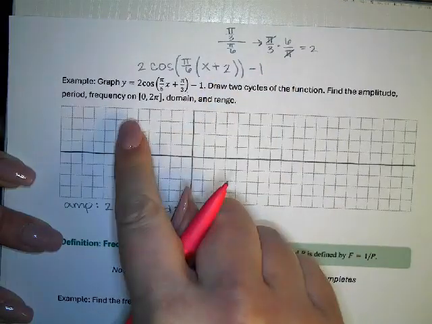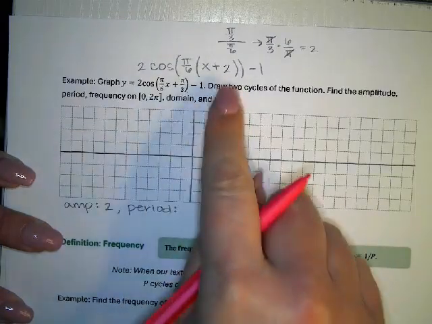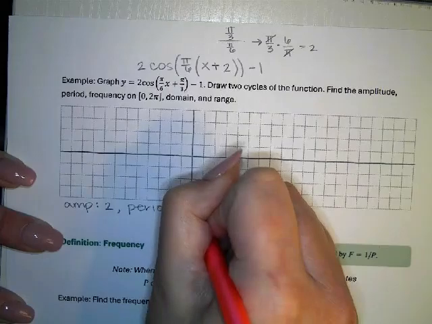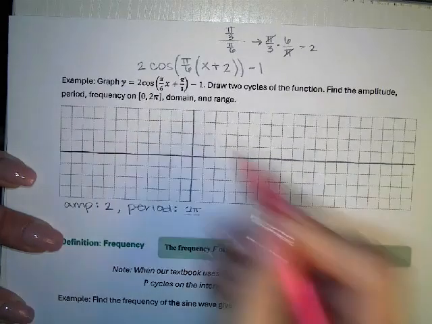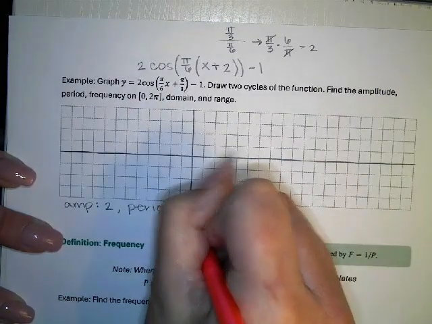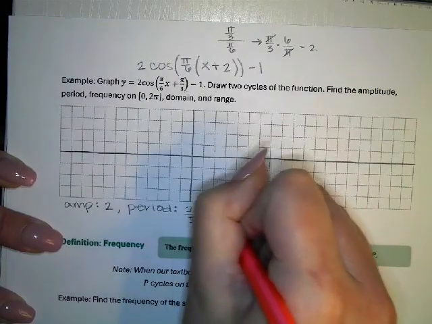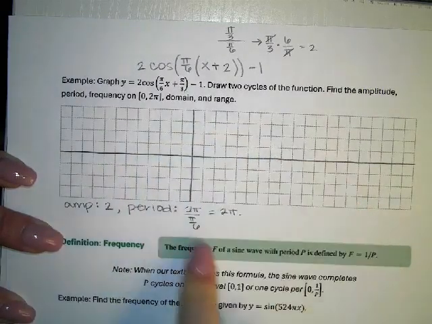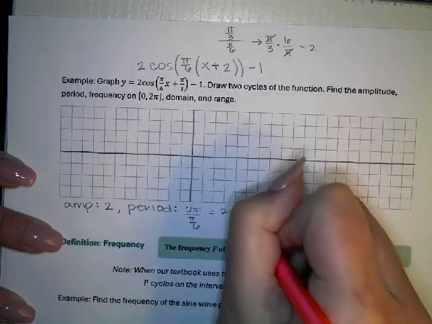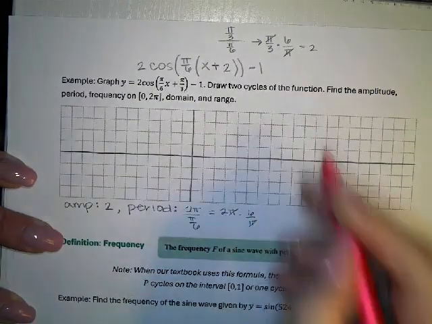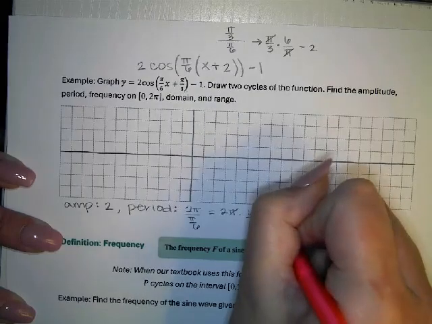The period of the graph is 2 pi divided by b. The b value is pi over 6. So we're going to do the same thing right here. We're going to take 2 pi. We're going to multiply this by the reciprocal. So multiply by 6 over pi. The pi's cancel. And the period of this graph is 12. Not 12 pi. Nothing in terms of pi. Just literally just the number 12.